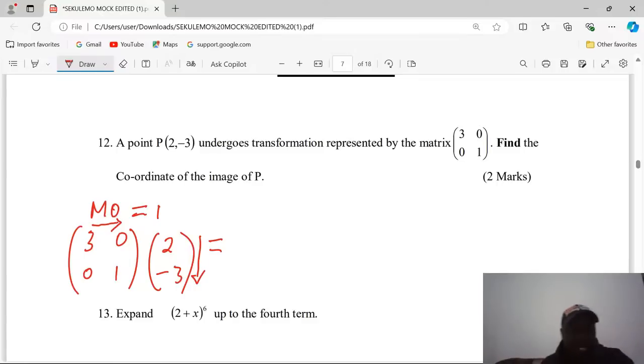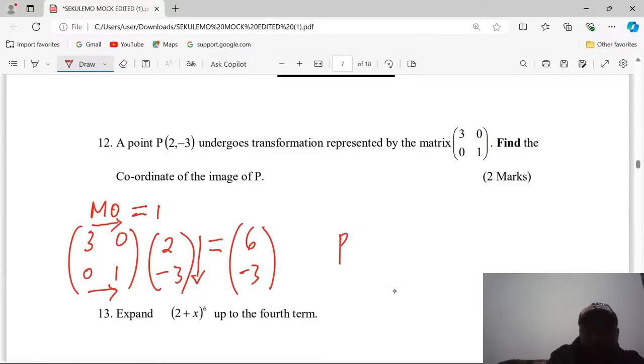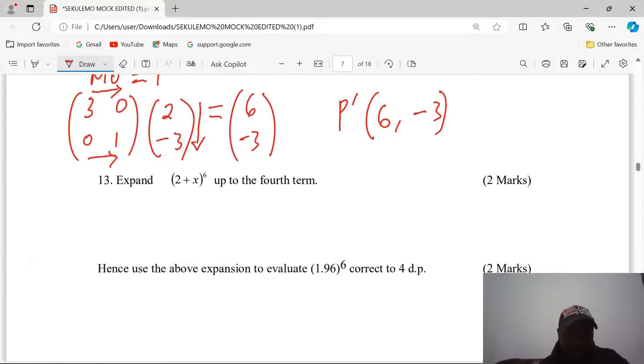So we start with 3 times 2, 0 times -3. That's going to be 6. Then again, the other row here multiplied by the column. So it will be 0 times 2 and 1 times -3. So that becomes 0 plus -3. So the coordinates of the image of P, we can call it P prime, is going to be 6, -3. That is the coordinates.